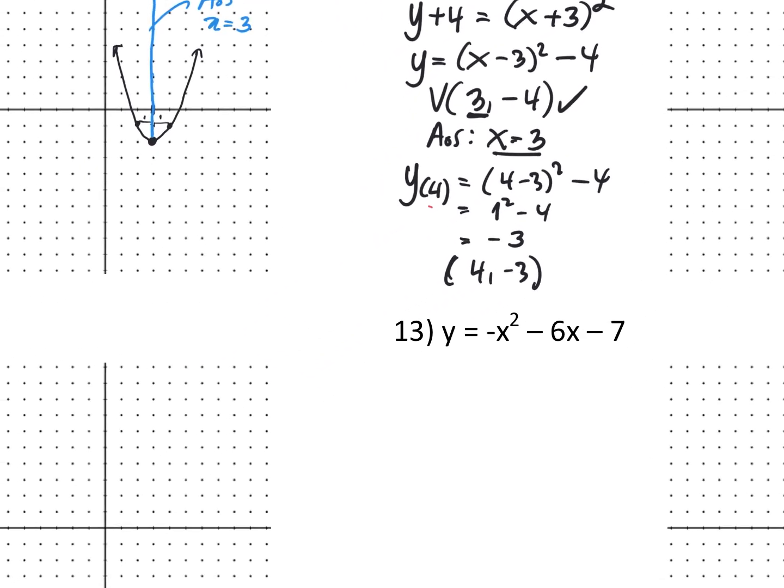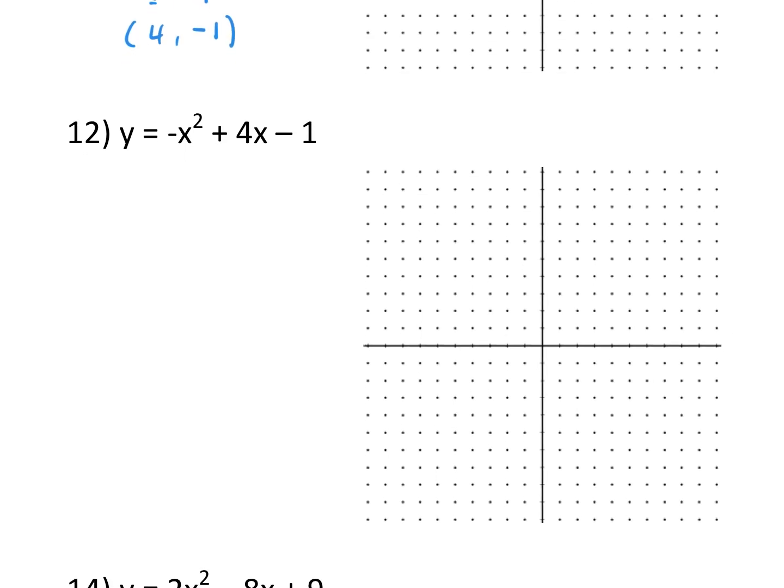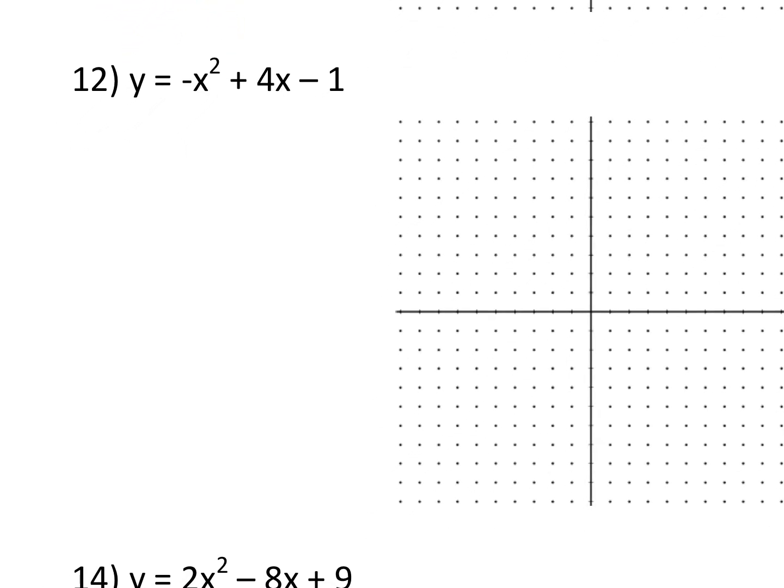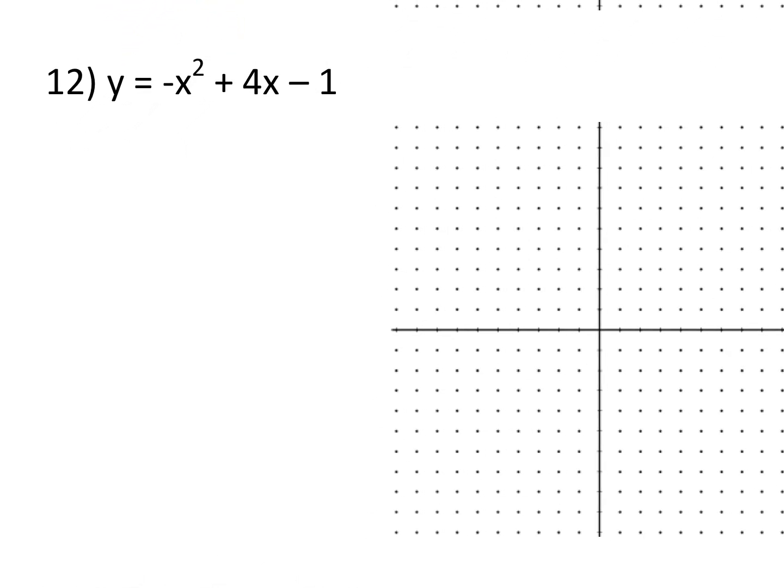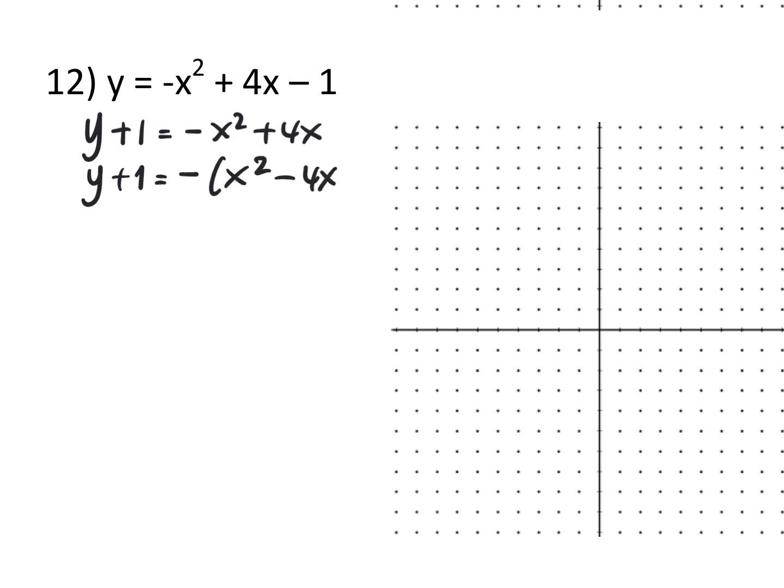Okay, let's do one more maybe, or one or two more, and then we're going to proceed with the next part. Number 12, -x squared plus 4x minus 1. Same procedure, we're going to say y plus 1 here is going to give you -x squared plus 4x. Next thing, before I complete the square, I'm going to factor out my negative outside. So that's going to be x squared minus 4x. And then I'm going to leave a blank in there.